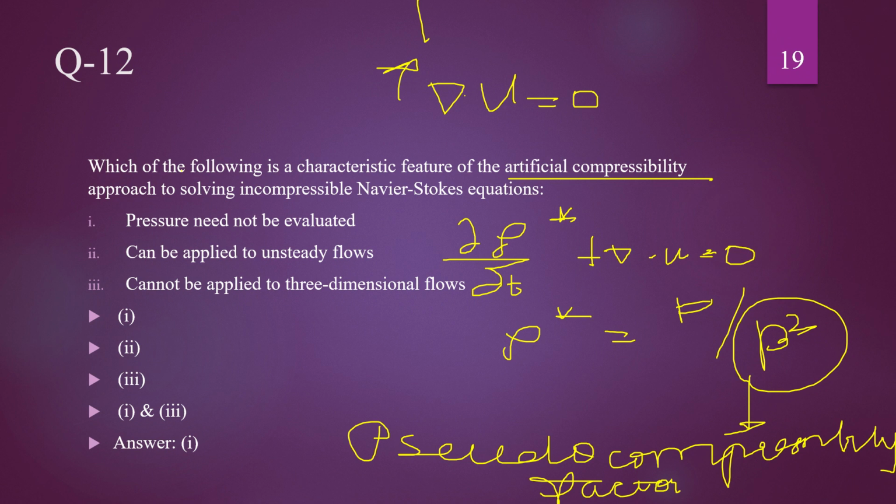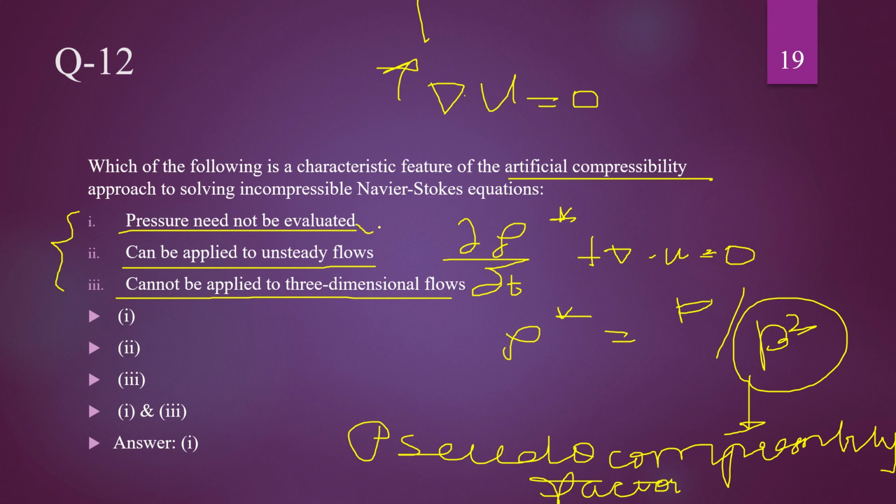The question is regarding this: which of the following statements is a characteristic feature? Pressure need not be evaluated, can be applied to unsteady flows, cannot be applied to three-dimensional flows. The major thing that should be considered when we are dealing with the artificial compressibility method is that it can be applied only to steady flows. Only after reaching the steady state flows, the method would give approximate results.